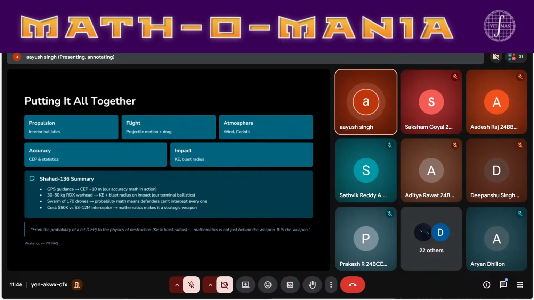So, to conclude, here is the conclusion of the summary of Shahid 136 drone. And to conclude this session, I would like to say that mathematics is not just behind the weapon, it is the weapon.